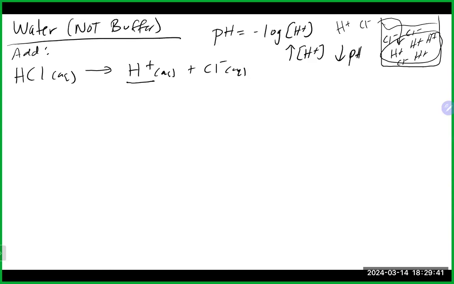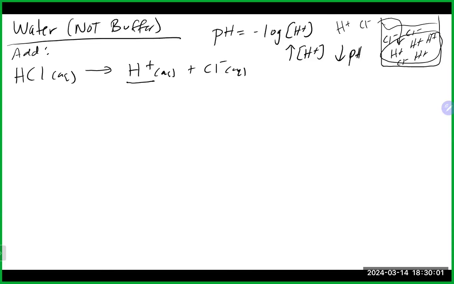You'll see a really, really big jump in the pH because what you just did by adding the HCl to the water, which is not a buffer and can't really handle it, is you just basically dumped a bunch of H plus in there really quickly. And that's going to create a big jump in the H plus concentration, and you're going to see a very big change in the pH.